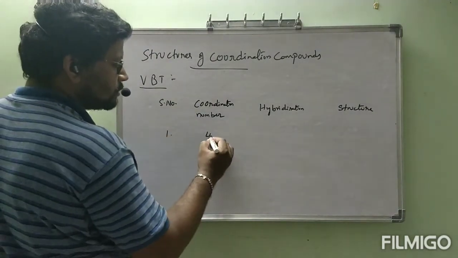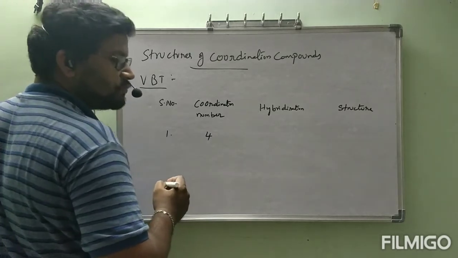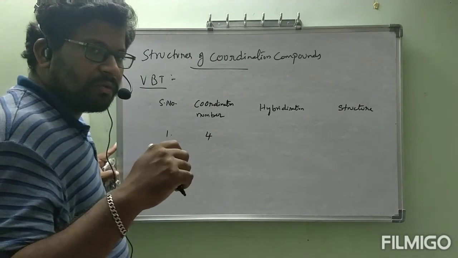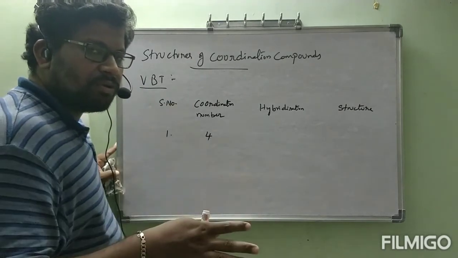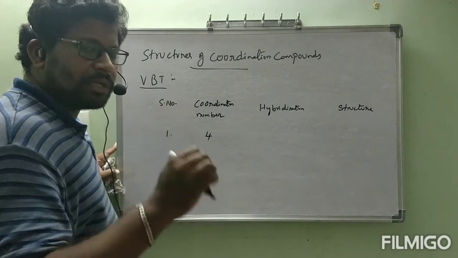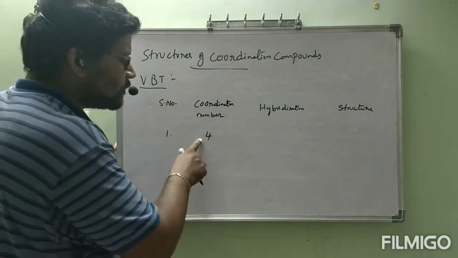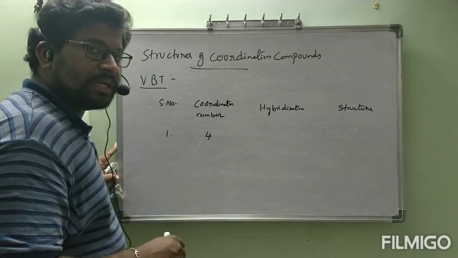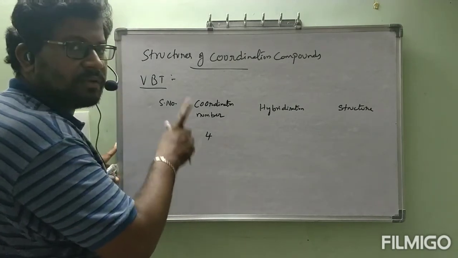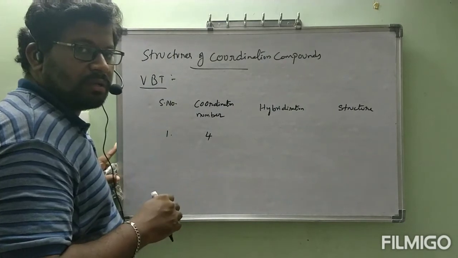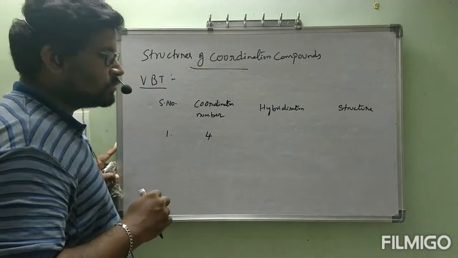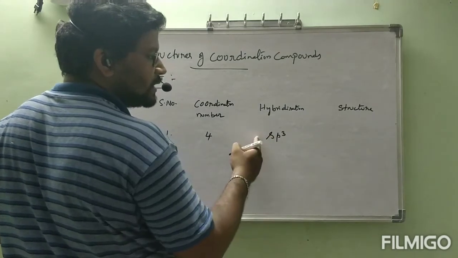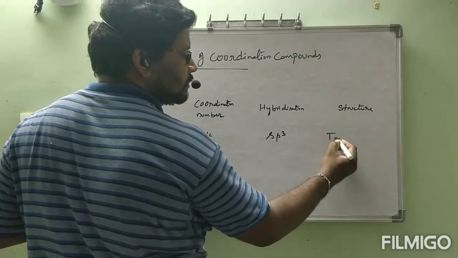Coordination number 4. Coordination number 4 means there will be 4 ligands in the square bracket, whether it is heteroleptic or homoleptic. The total number of ligands must be 4. That is the meaning of coordination number 4. The number of ligands that surround the central metal atom is called the coordination number. We have seen this in some useful terms in coordination compounds. Hybridization sp3. If it is sp3 hybridization, the structure is tetrahedral.